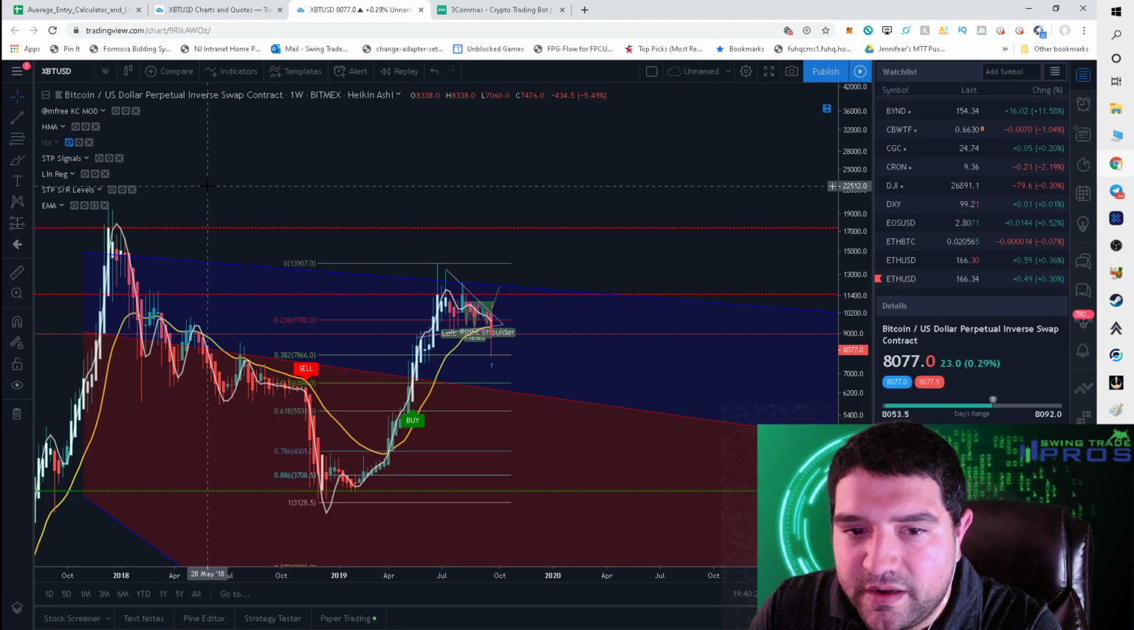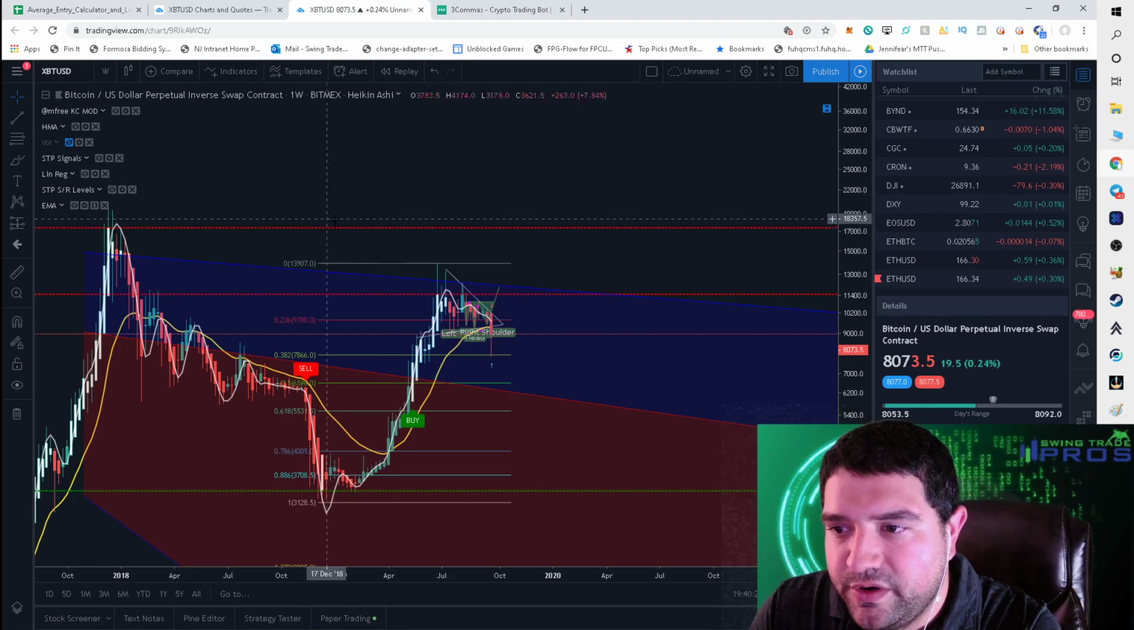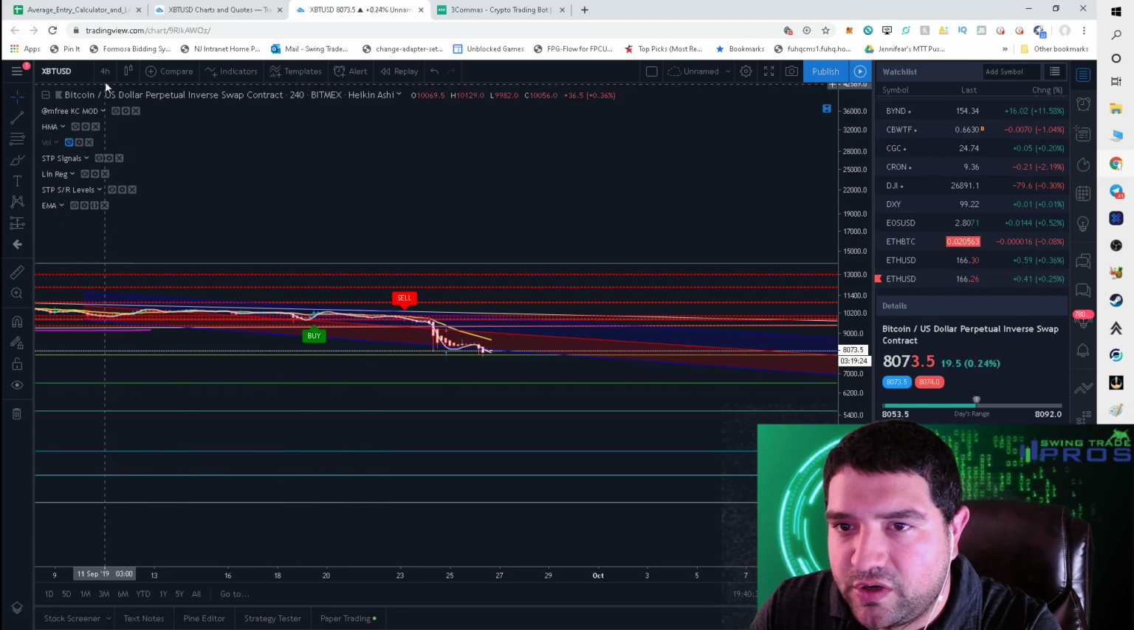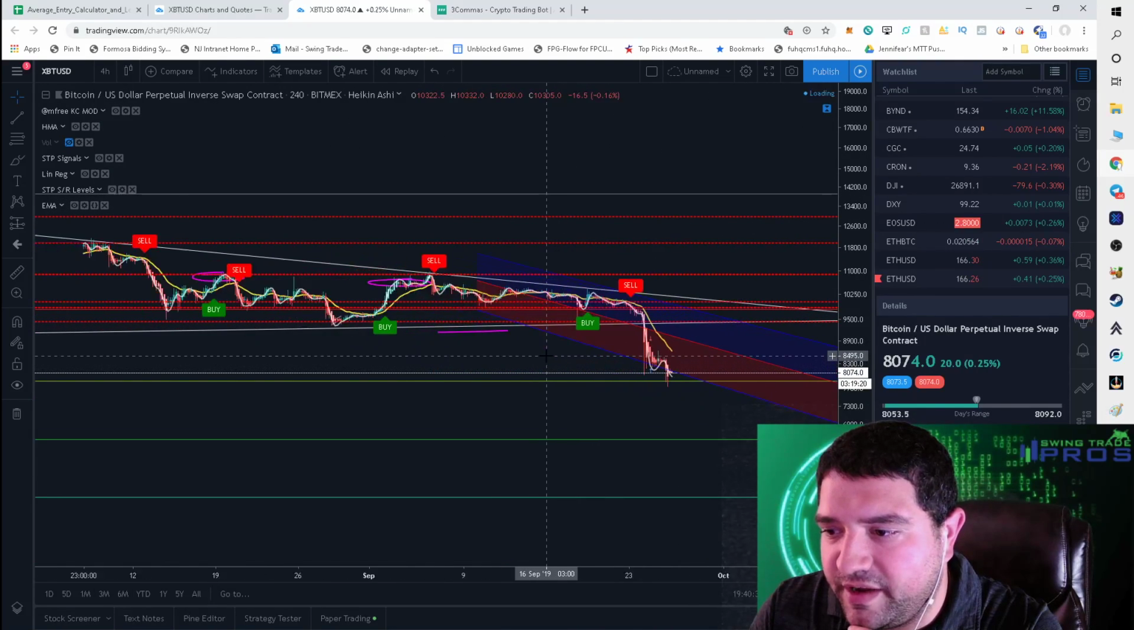I mean, guys, if you do buy the STP Signals, it comes with the Swing Trade Pro support and resistance levels, so you know when to take profits on your trades. Like if you go to the 4-hour chart, if you're trading the 4-hour chart, you would have taken some profit.